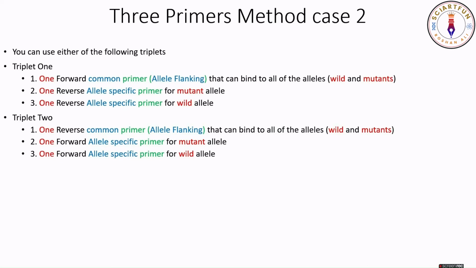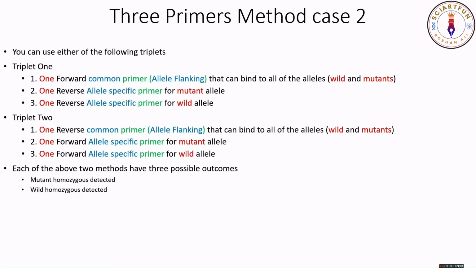However, if you want to put both of them in a single tube, then you will have to label them so that you can detect them later from their labeling. This method has the following 3 possibilities. Mutant homozygous detected. Wild homozygous detected. Or heterozygous detected.